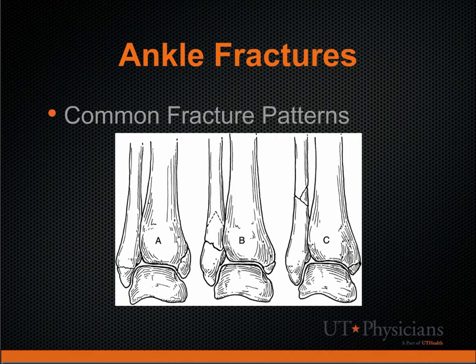Common fractures really are divided into a classification system brought on in the early 70s, in 1972. It's called the Weber classification, and it's based on location. And so very commonly we'll describe and plan our treatment based on this classification system.